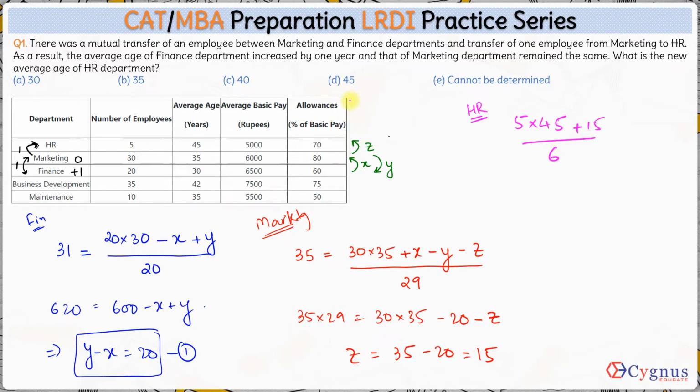So the new average age is 6 here. Okay, so we can cancel out the factor of 3. This 6 goes by 3 2 times, 15 goes by 3 5 times, 45 goes by 3 15 times. So we have 5 into 15 is 75, 75 plus 5 is 80, 80 by 2 is 40. Hence the answer to the first question is option C, 40 years. The average age of the HR department, the new average age is 40 years.